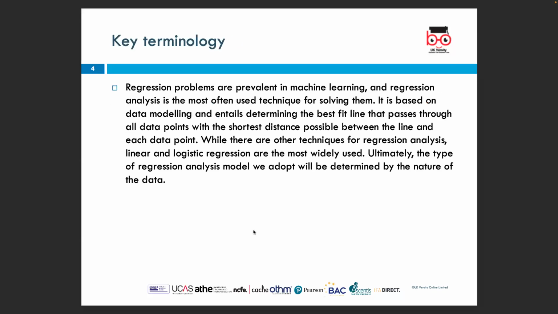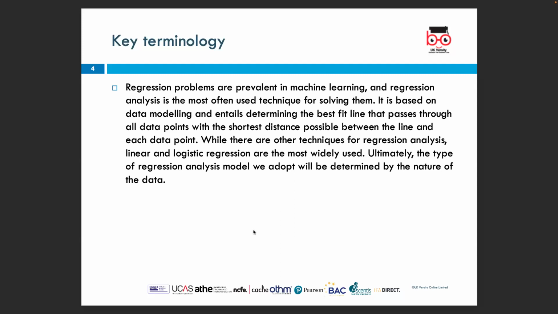Key terminology, we'll be looking at what a regression problem is. Basically, it's usually about us knowing what regression is. So regression problems are prevalent in machine learning, and regression analysis is the most often used technique for solving them. It is based on data modeling and entails determining the best fit line that passes through all data points with the shortest distance possible between the line and each data point. While there are other techniques for regression analysis, linear and logistic regression are the most widely used.